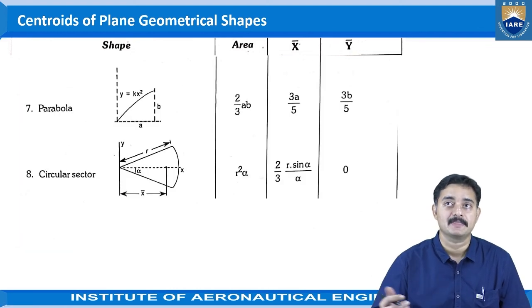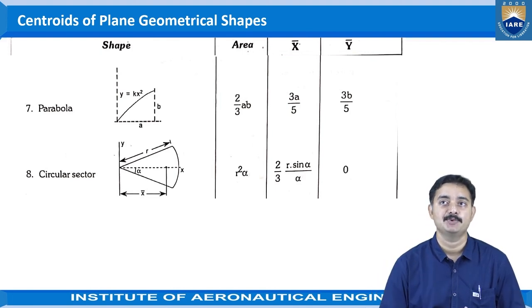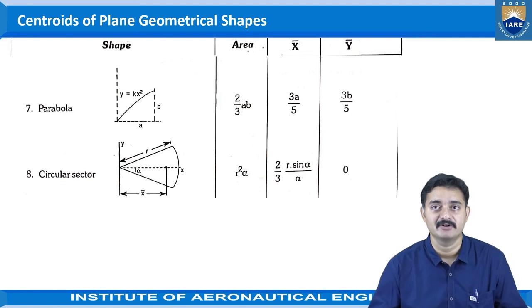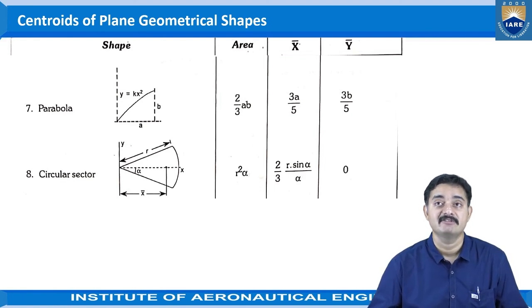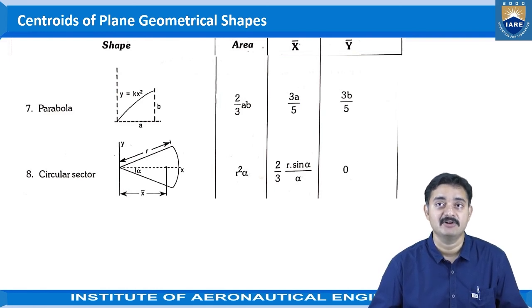Coming to the parabola as shown here, the area of the parabola would be 2 by 3 into ab, and the x bar and y bar values are 3a by 5 and 3b by 5. And for a circular sector having radius r, with the reference axes considered like this, x and y, the area would be r square into alpha, and the x coordinate of the centroid would be 2 by 3 r sine alpha by alpha.